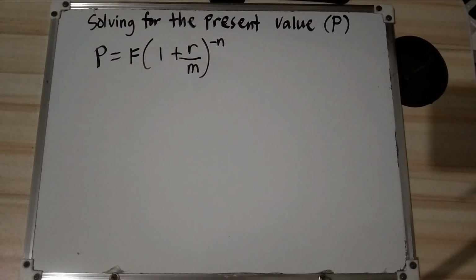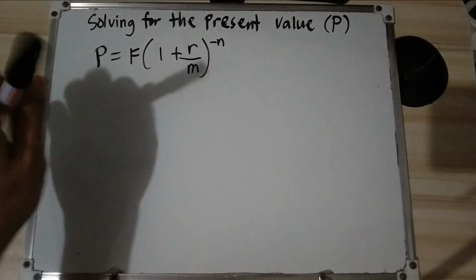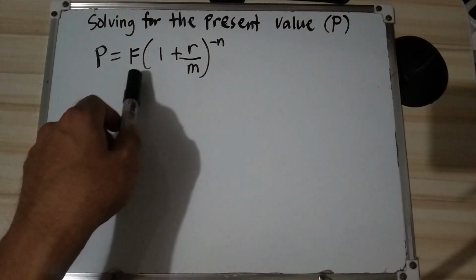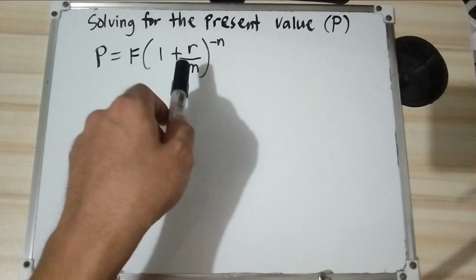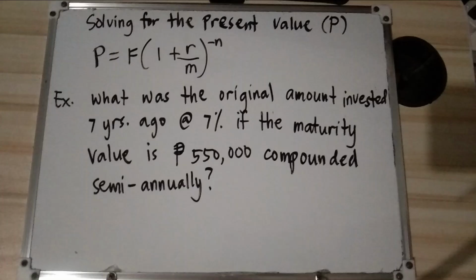Okay, next one is solving for the present value or yung P. So, yung P naman hinahanap dito. Formula, P is equal to F times 1 plus r over m raised to negative n. Okay? Example, what was the original amount invested 7 years ago at 7% if the maturity value is 550,000 pesos compounded semi-annually? So, isa-isahin natin yung given.